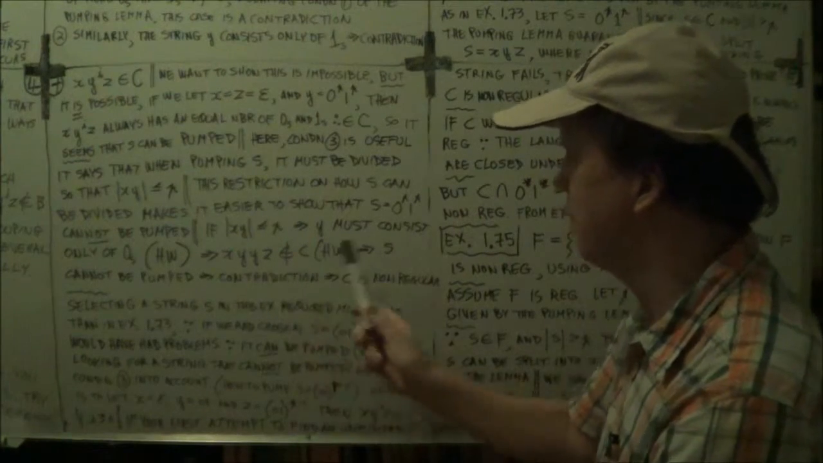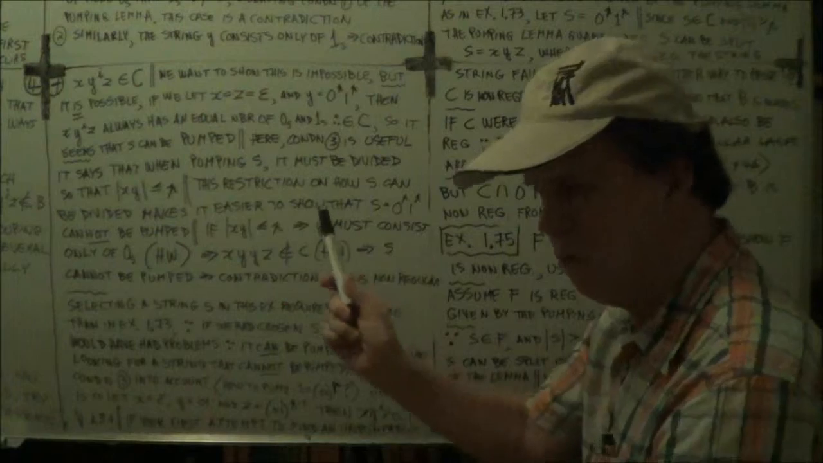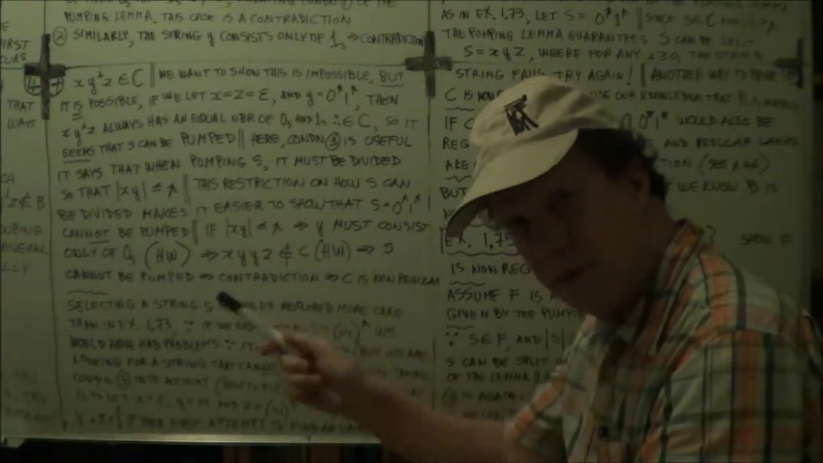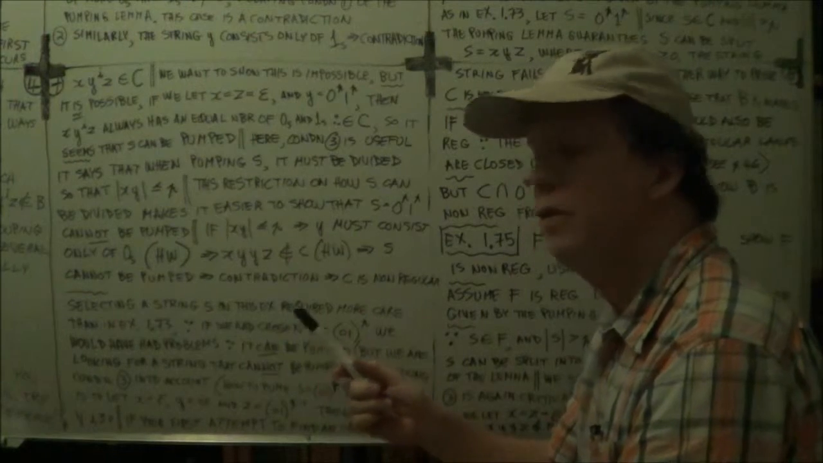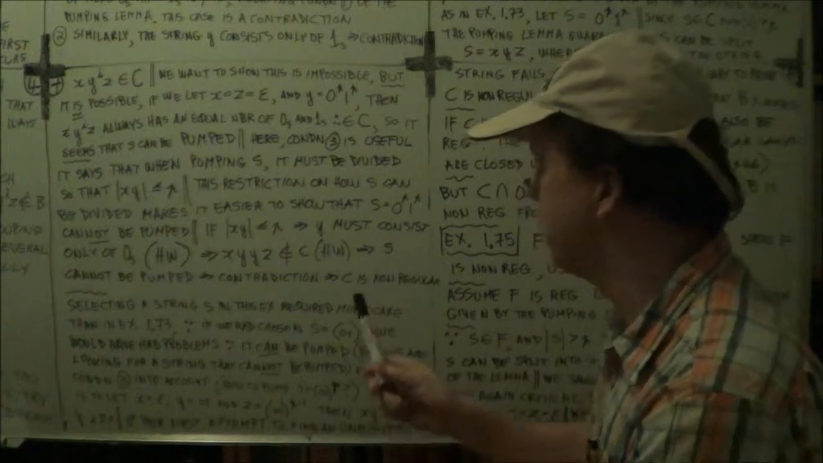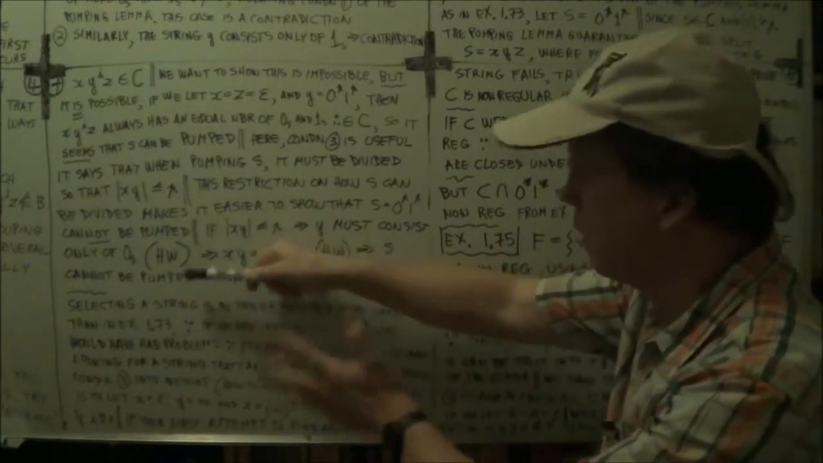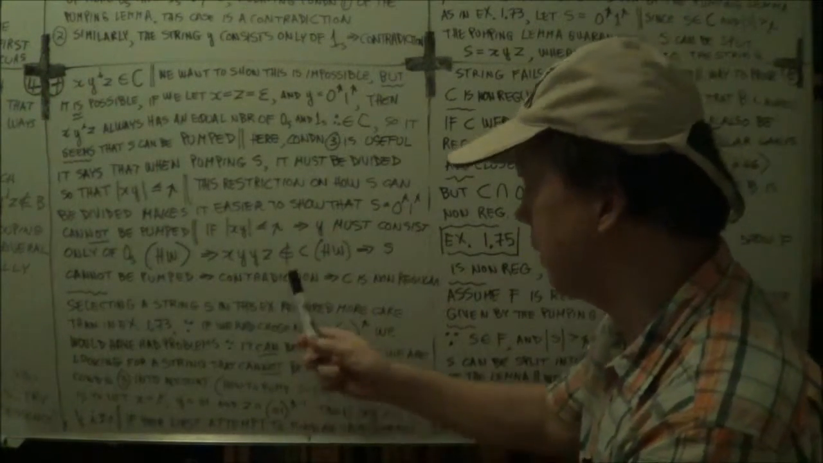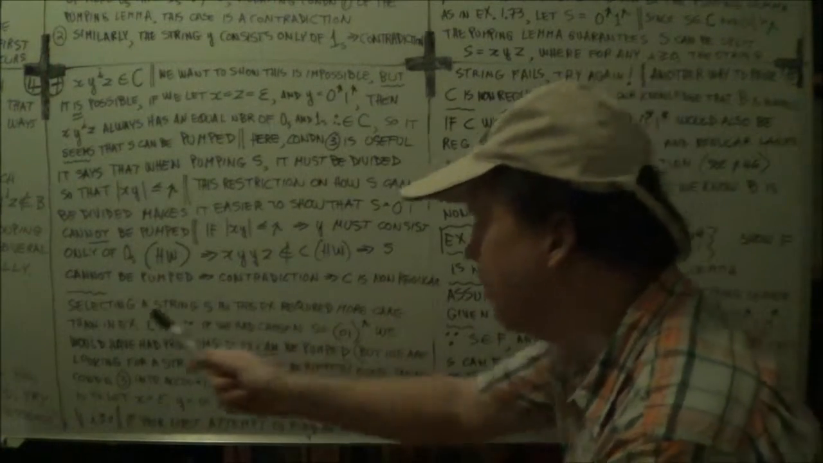So you've got yourself a contradiction, and therefore by modus tollens, therefore proof by contradiction, your original assumption is false. So therefore C is non-regular. So we've proved that.